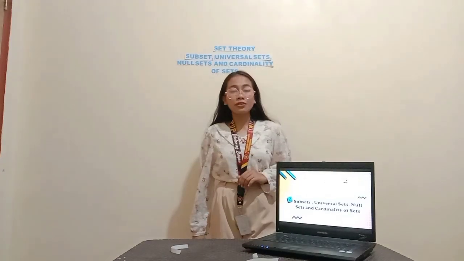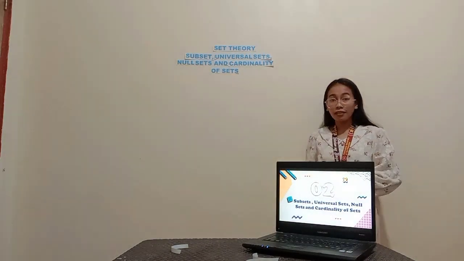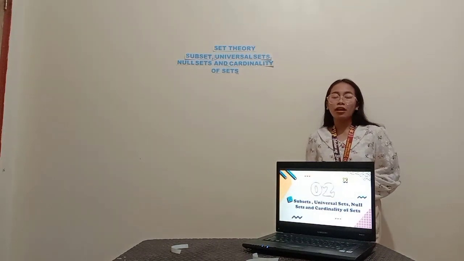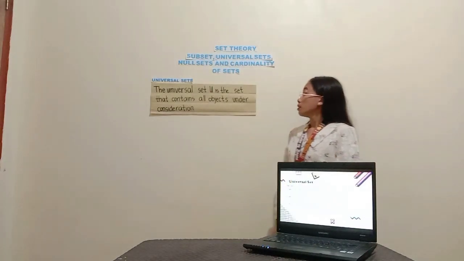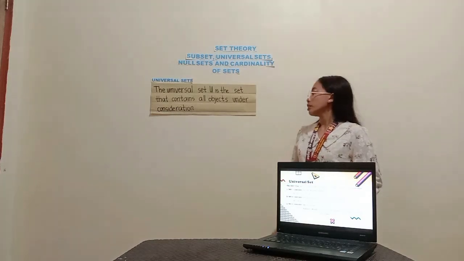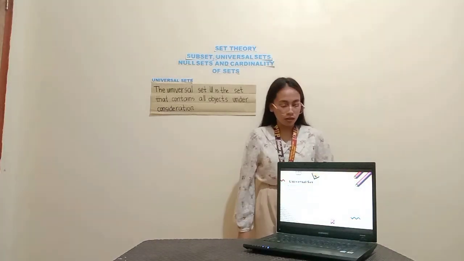Okay, let's proceed to our next topic: the subsets, the universal set, null set, and cardinality of a set. So let's proceed to the universal set. The universal set U is the set that contains all objects under consideration.